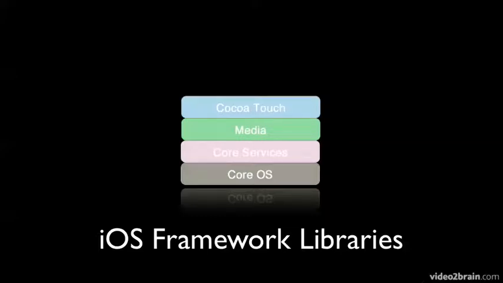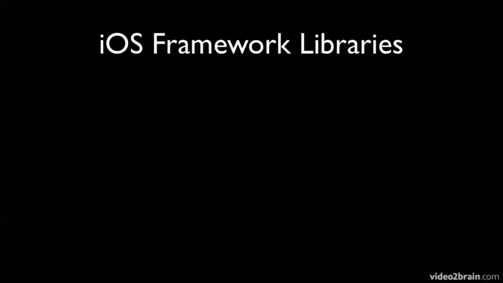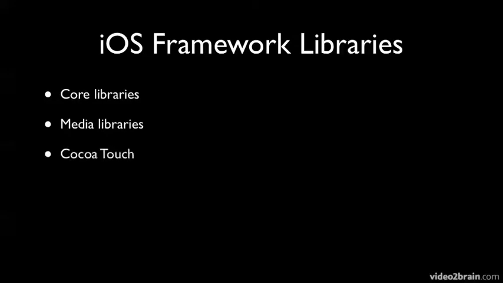In this lesson, I'd like to make a quick review of the iOS framework libraries, and we'll look at how they fit together in the context of app development, and then move on to look at new functionality in iOS 5. The first area we'll look at is the core libraries. We'll then move into the media library layer, and then take a look at Cocoa Touch, and then move on to those new additions. So let's jump into the core libraries.